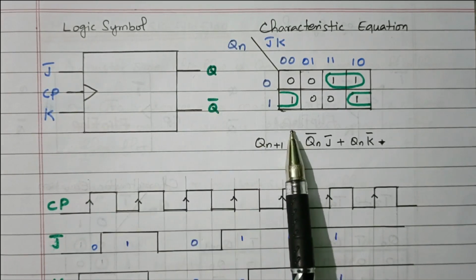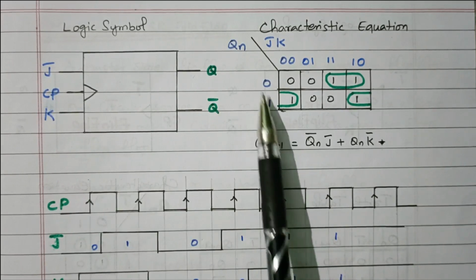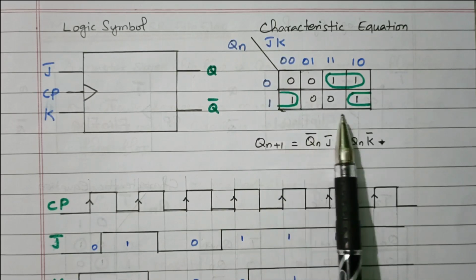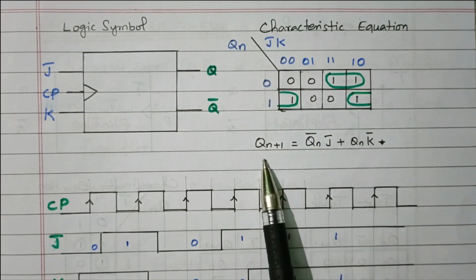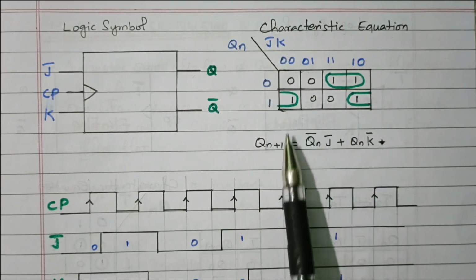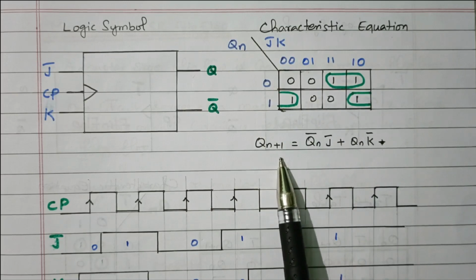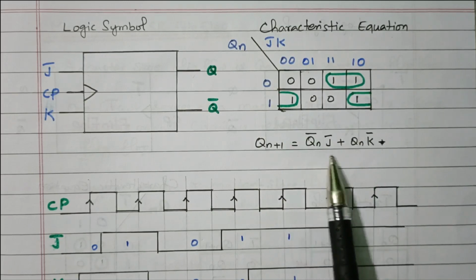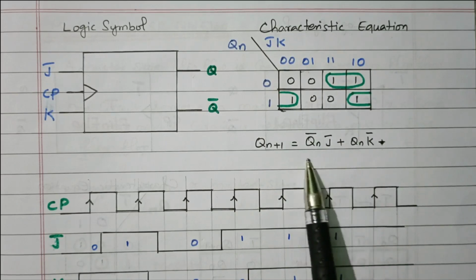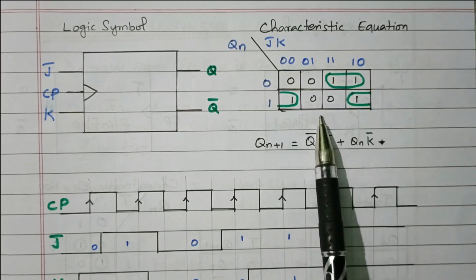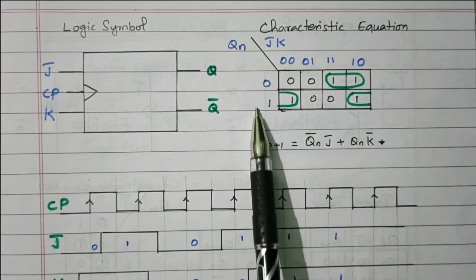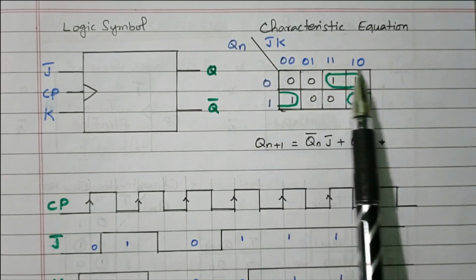From the excitation table, Qn and JK, by using a K map we can identify Qn plus 1 from the truth table. So what is the output? Qn plus 1 equal to Qn bar J plus Qn into K bar. So this is the characteristic equation of the JK flip flop. This K map is constructed using the truth table. Here Qn is one input, and J and K are the other two inputs.